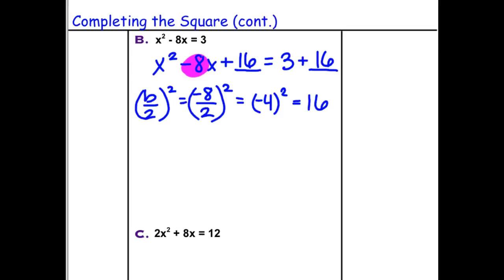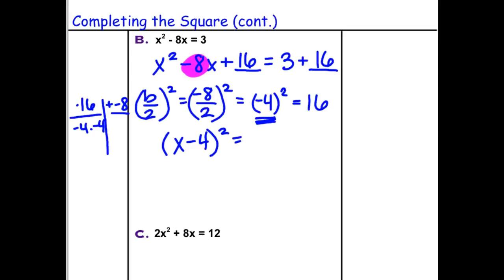Now when we factor the left, we need two numbers that multiply to 16 and add to negative 8, which is going to be negative 4 and negative 4. So that means now we factor to (x minus 4) squared. And when I clean up the right, 3 plus 16 is 19. When I square root both sides, I get x minus 4 equals plus or minus the square root of 19. 19 is prime, so we can't split it up.